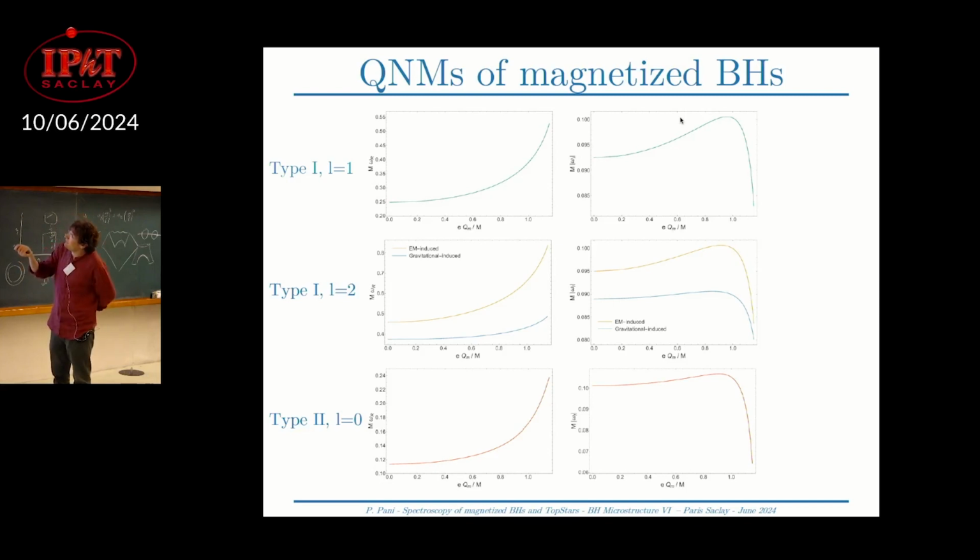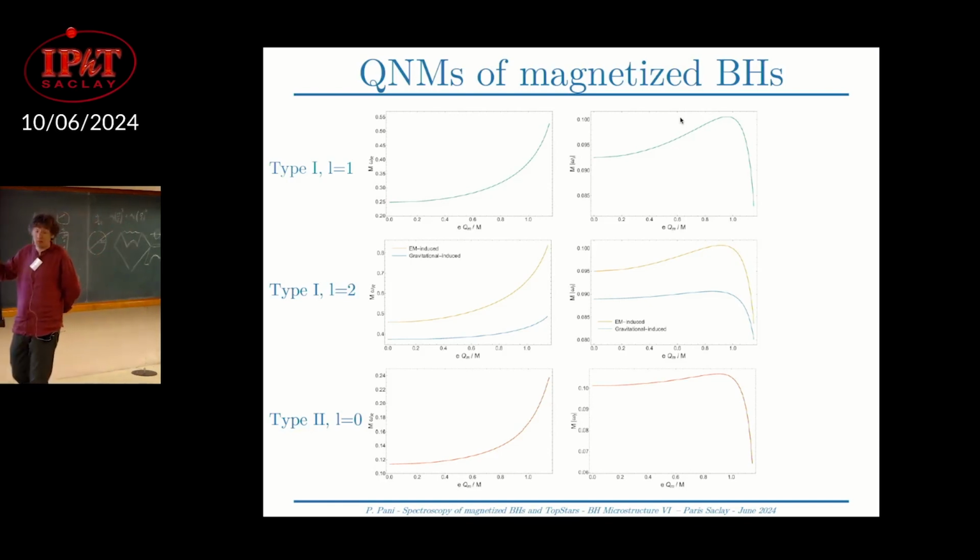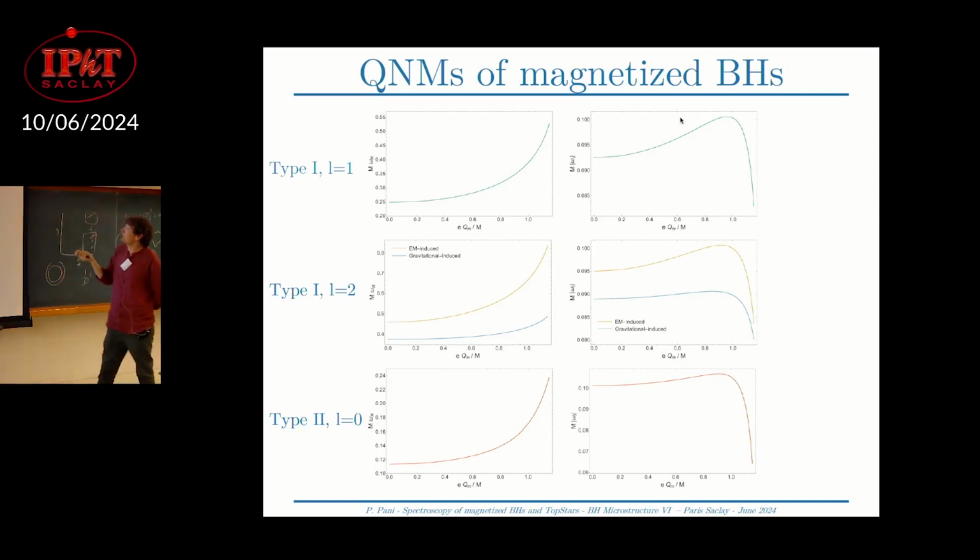So this is the real part of the mode as a function of the charge to mass ratio. Here is Schwarzschild. Here is actually up to extremality. Same thing for the imaginary part. I'm plotting the absolute value, so actually the imaginary part is negative, meaning stable modes. Okay, and the behavior is more or less the same.